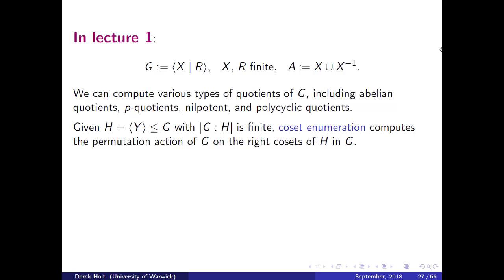So here, as part of the input, we're given a subgroup H of G defined by a finite generating set Y. And what happens here is that if the index of H in G is finite, then coset enumeration, this method, will work. And it will compute the permutation action of G on the right cosets of H. Of course, the problem of whether the index is finite is in general undecidable, so it will just run forever if the index is infinite.